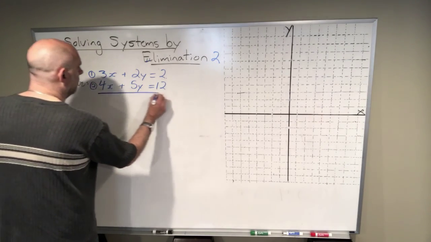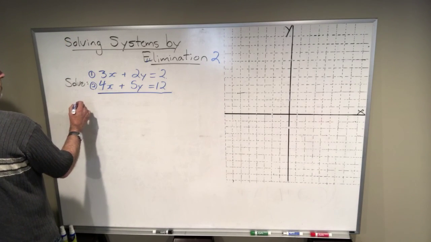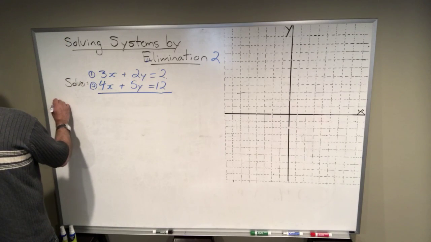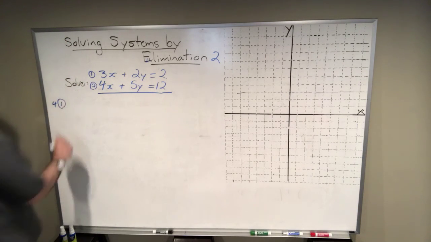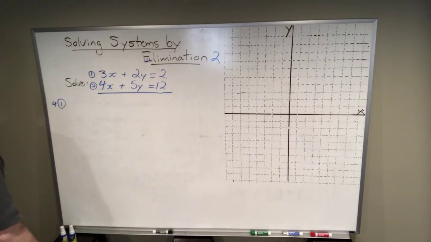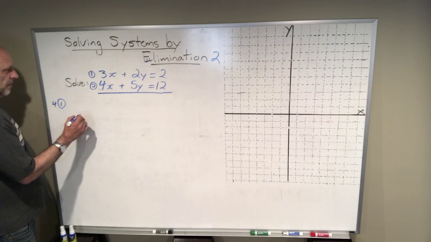So what I'm going to do is multiply equation 1 times 4. Can you see this? Let me look over here. Yeah, it should be visible. So 4 times equation 1 will give me 4.